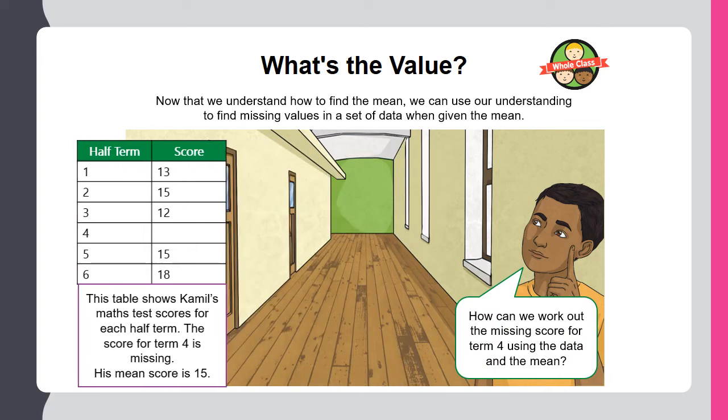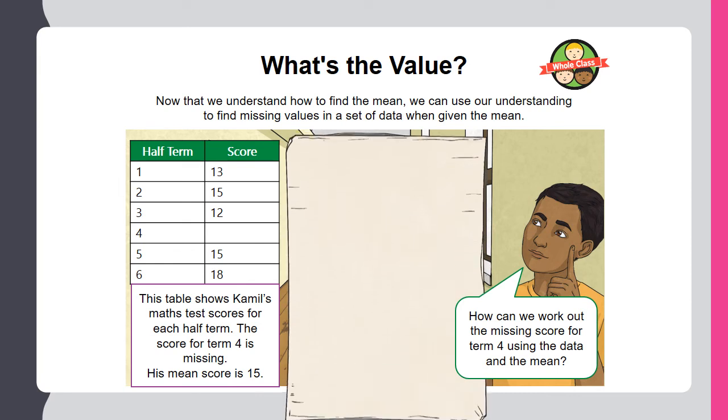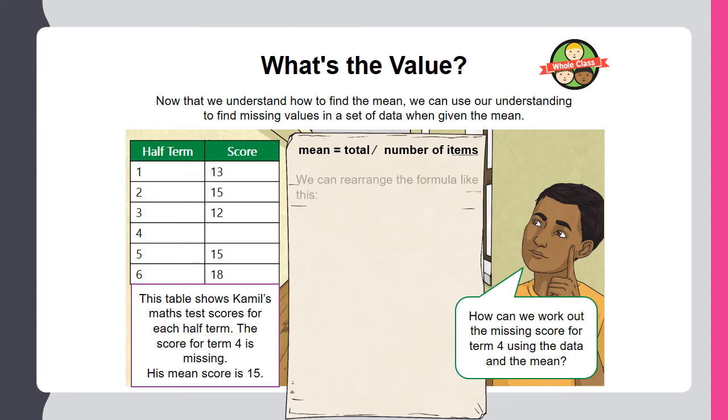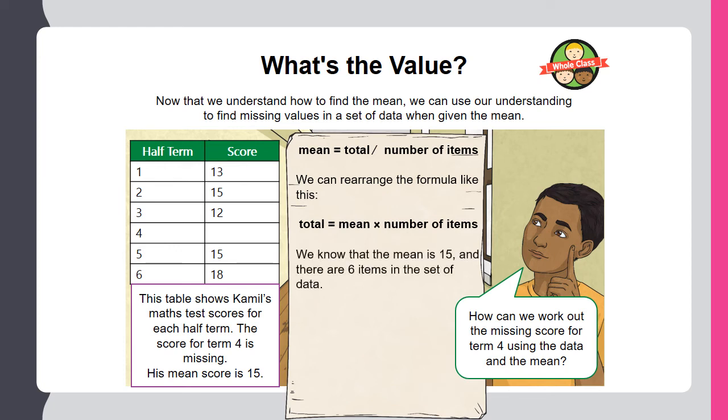Well, here's what we can do. We take the mean, we know that the mean is equal to the total divided by the number of items. So we can rearrange the formula like this. We're rearranging it with the information that we do have. The mean times the number of items equals the total. We know that the mean is 15, and there are 6 items in the set of data.